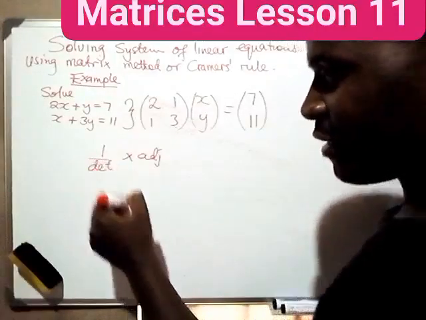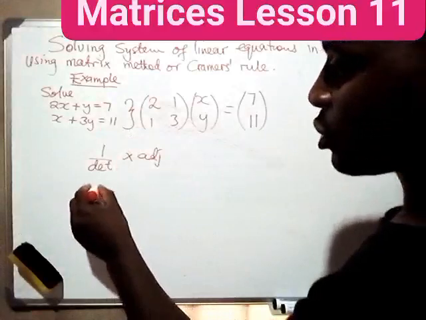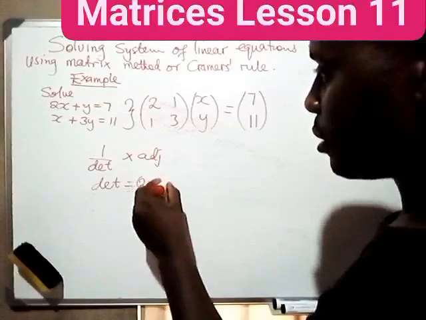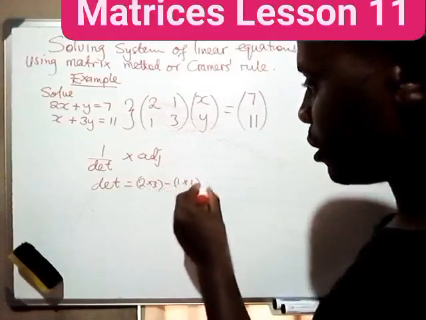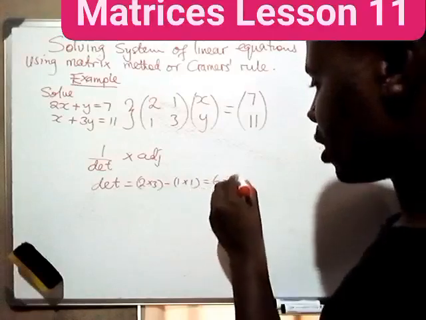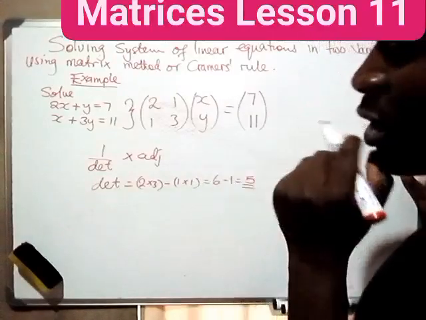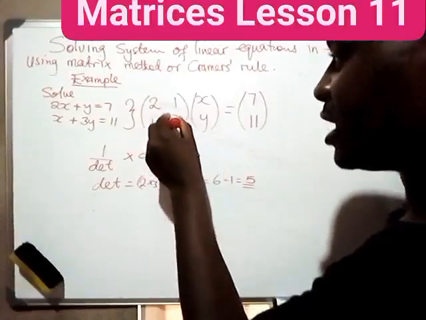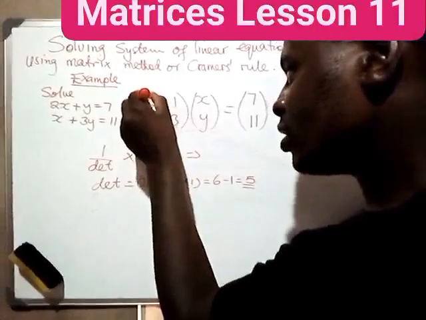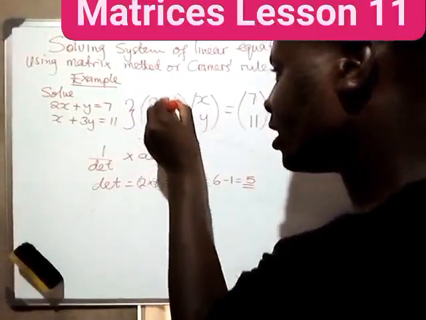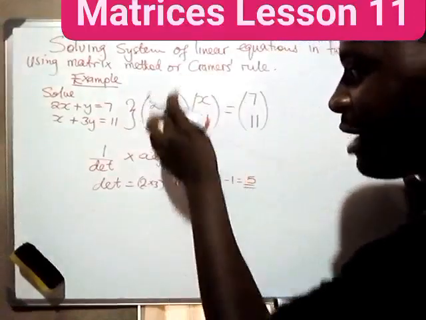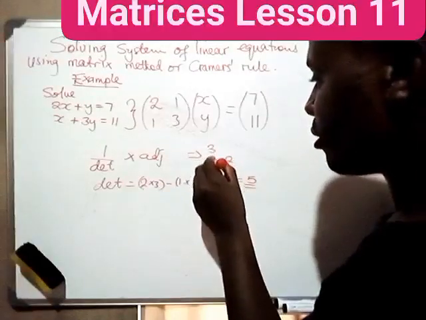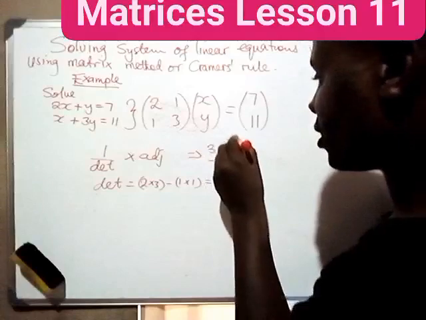Let us now find the determinant of this matrix. So the determinant of that matrix is 2 by 3 minus 1 by 1. And our answer will be 6 minus 1, which is 5. So this is what we have. So what about the adjoint? The adjoint of that matrix is to swap. This one goes there, this one comes here, and these, they just change the signs. Otherwise, they remain the same. So we are going to have 3, 2, negative 1, and also negative 1.